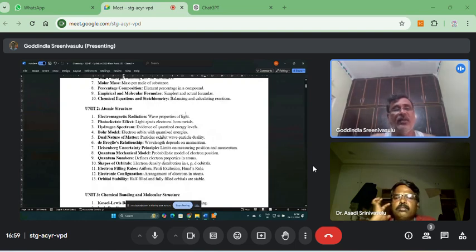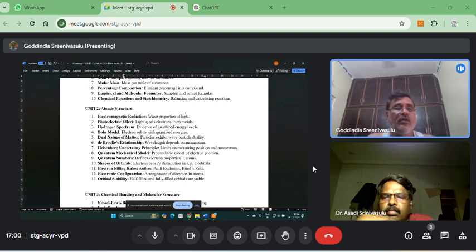Then atomic structure. Before going to detailed topics, what is electromagnetic radiation? Electromagnetic radiation is a wave. Its properties are like light. One electrical force, one magnetic force, result in electromagnetic radiation. Light is an example of that. When metals are exposed to light, electrons come out. That is called the photoelectric effect.